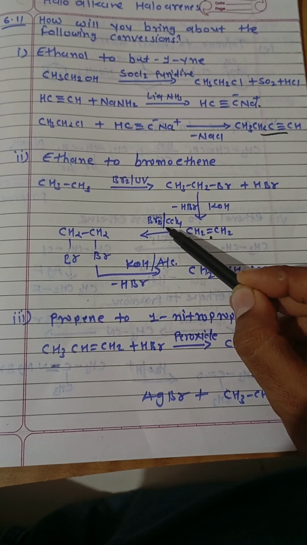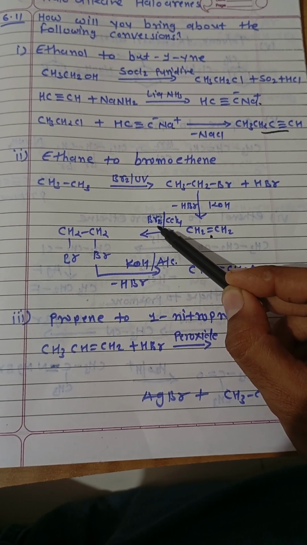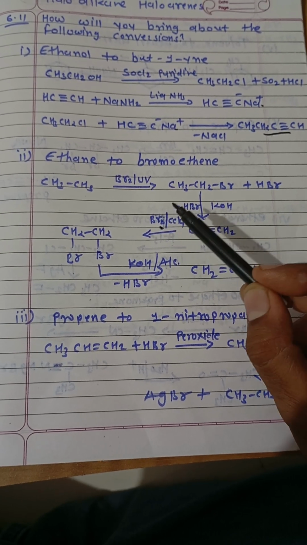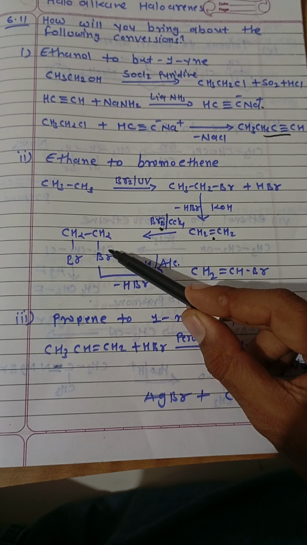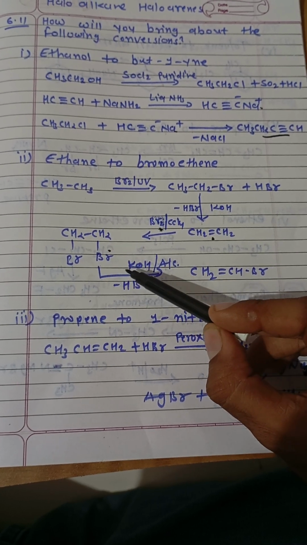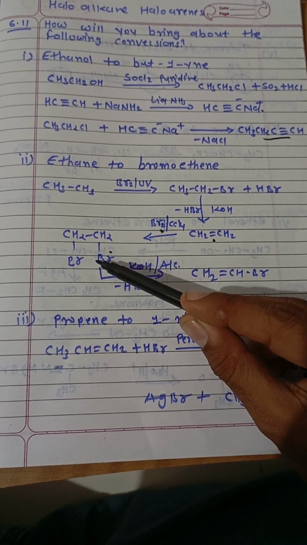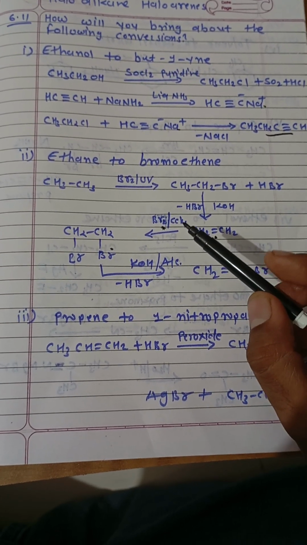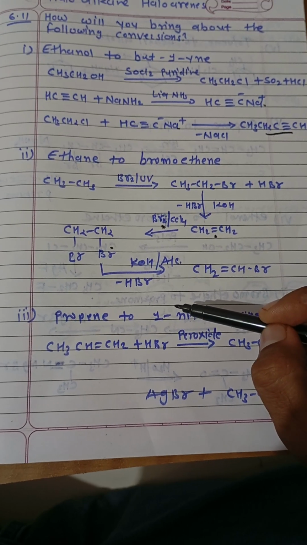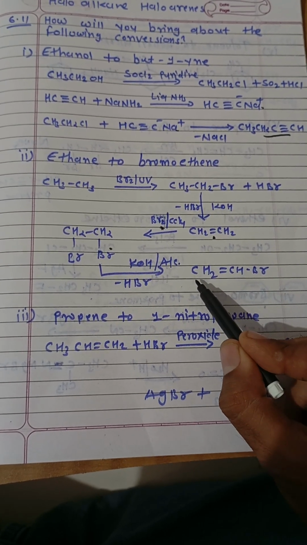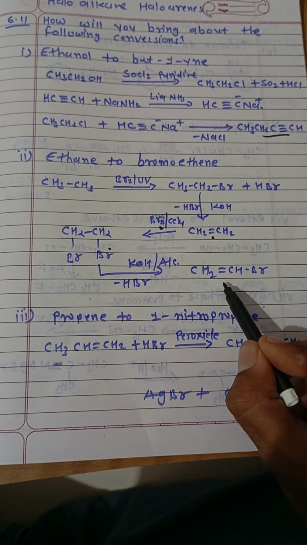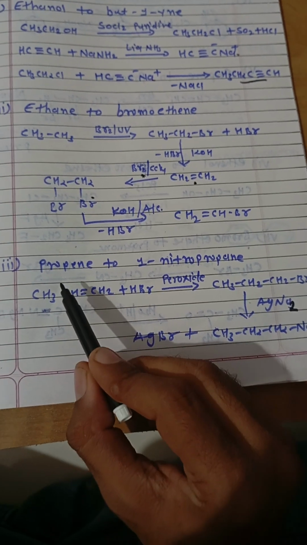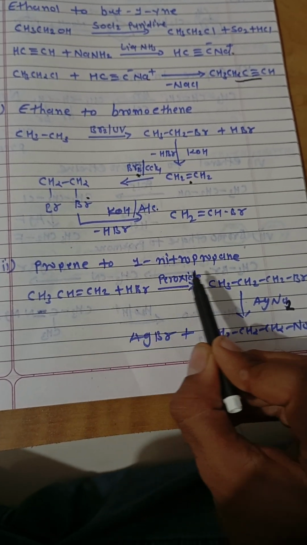This ethene, when it reacts with bromine, forms 1,2-dibromoethane by a bromination reaction. And this 1,2-dibromoethane, when it reacts with alcoholic KOH, further removes HBr from both adjacent carbons. One carbon loses hydrogen and the other loses bromine. Dehydrohalogenation happens, and due to this we form a compound called bromoethene.